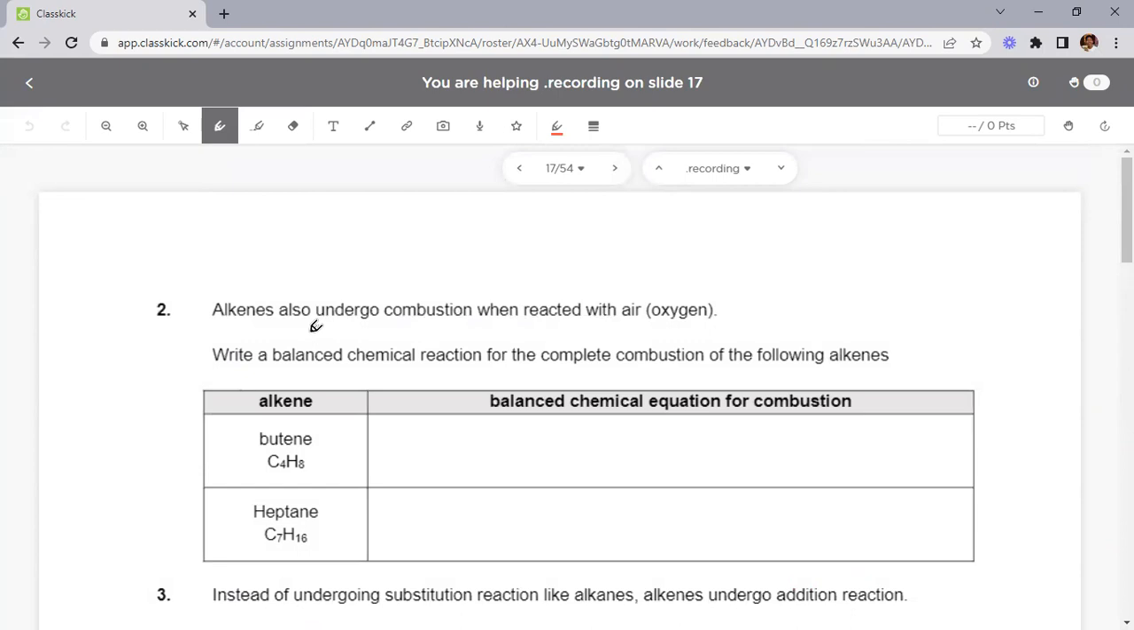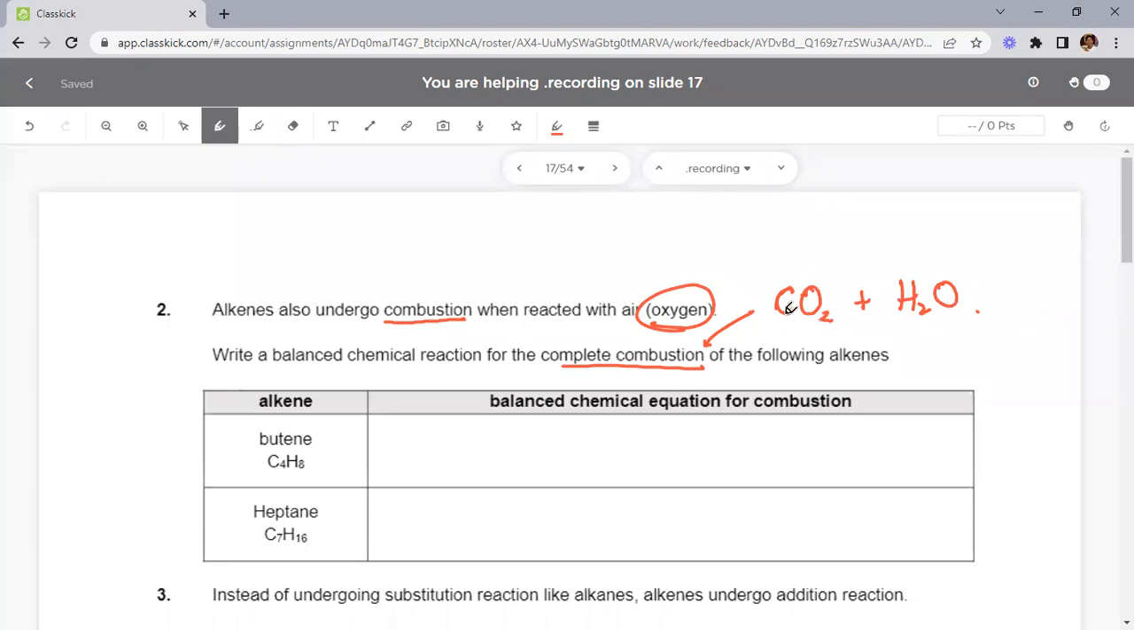And now we're going to go into the reactions. Alkenes, like alkanes, undergo combustion reaction when reacting with oxygen. So in this question here, they ask you to write the balanced chemical equation for the complete combustion. Now we mentioned previously, when you have a complete combustion, the 2 products that you're going to get are carbon dioxide and water.